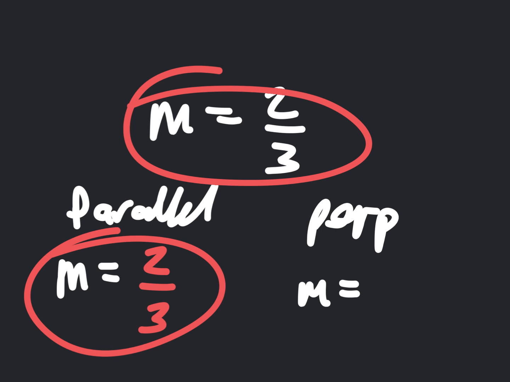Perpendicular, Kieran, do you know how to do this one? Yes. That makes your lines cross at right angles if they are flipped and made opposite. So that's opposite reciprocal. All right.